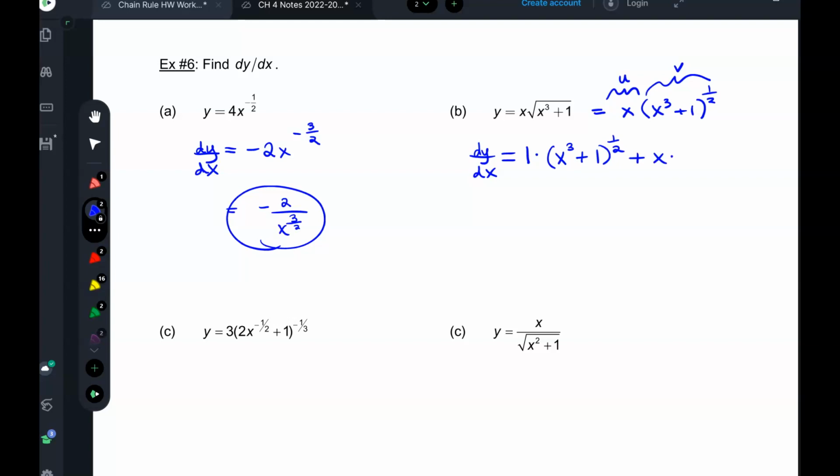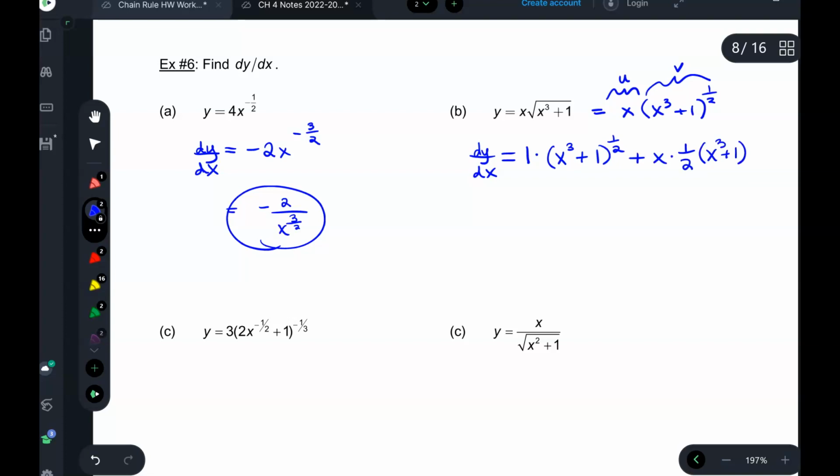Now, how many parts do we have to v? I have a 1/2 power, and then I have an x cubed plus 1 inside. So I have 2 parts. So I'm going to move the 1/2 to the front, keep the inside the same, and then subtract 1 from the power, so negative 1/2, times, what's the derivative of x cubed plus 1? 3x squared. That makes sense now. Okay.